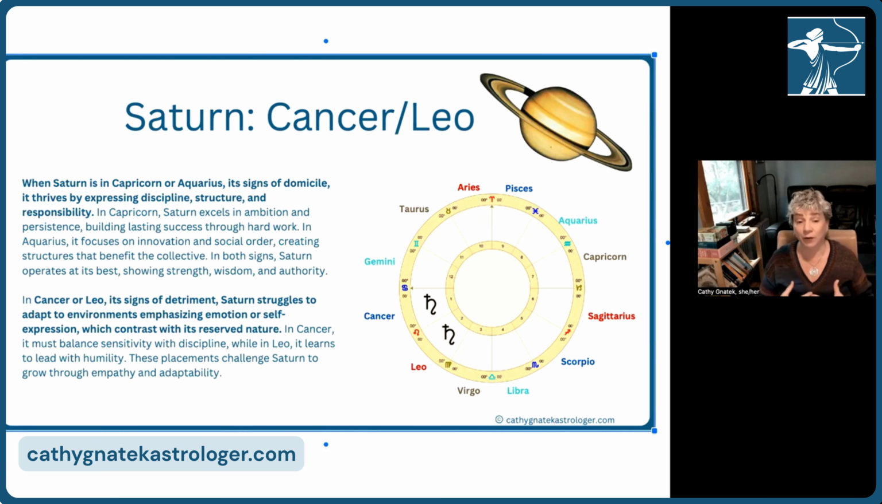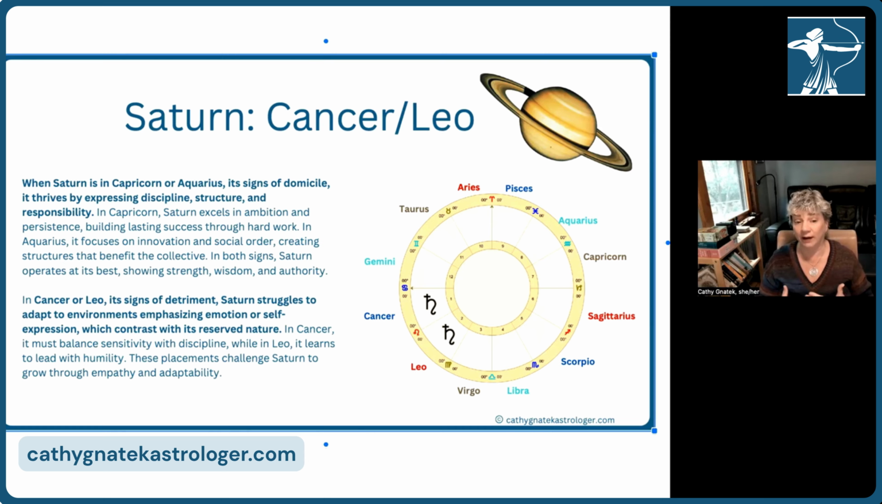When Saturn's in Capricorn or Aquarius, it's at home and it thrives by expressing discipline, structure, responsibility, hard work, right? In Capricorn, Saturn excels in ambition and persistence, building lasting success through hard work. Capricorn's an earth sign, and so it's about building things. That's why it can relate to ambition. It's a cardinal energy. It likes to start things. And with Saturn ruling it, it's going to do it through hard work and discipline.